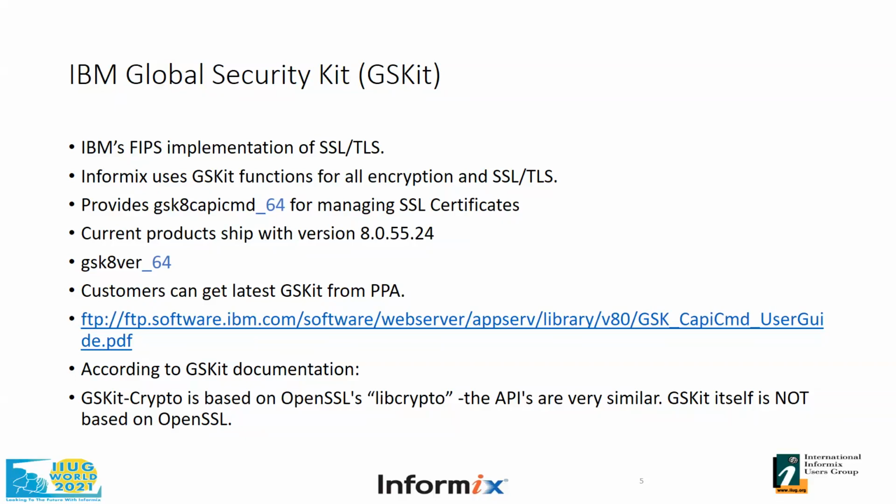Generally speaking, now there have been some exceptions multiple years ago, but generally speaking, we will work with any newer version of GSKit. And so if there's some security issue that's got fixed in a newer version of GSKit, you can get the latest GSKit from Passport Advantage. The GSKit CAPI command guide, you can get the PDF file so that you can see exactly how to use it if there are any questions. Okay, and just another question that people ask a lot.